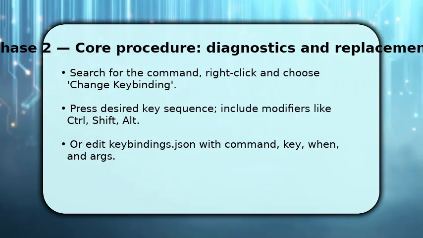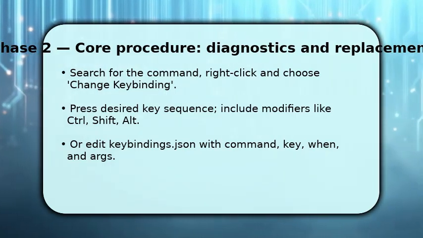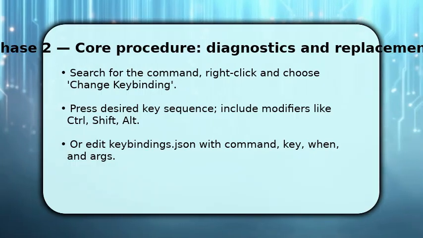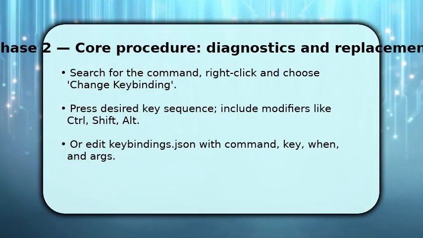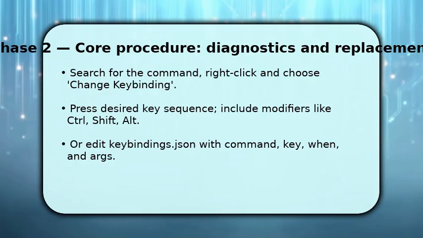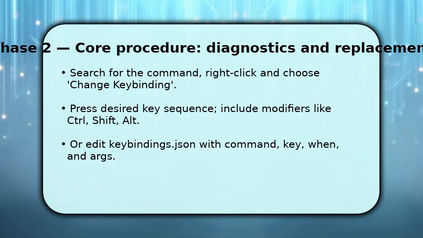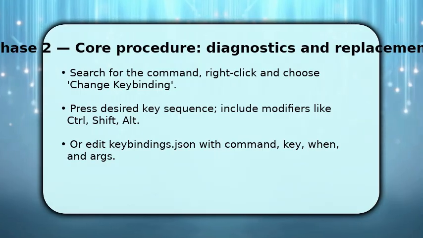Alternatively, click the file icon to open keybindings.json and add a JSON entry with command, key, and optional when clause. This gives precise control and conditional bindings. Make sure to avoid conflicts by checking the conflict warning and updating.